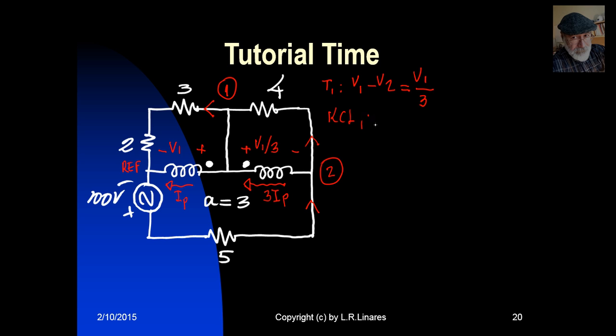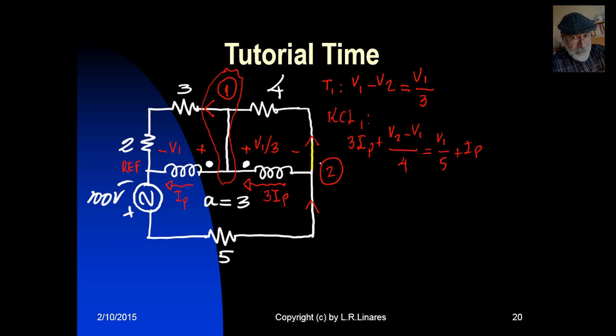KCL for node 1, for this one. Well, what currents do we have there? Observe this, all of this is our node 1, agree? So the currents going in are 3 times IP, and at the bottom, V2 minus V1 divided by 4. And that is equal to the currents leaving the node, which are V1 over 5, and at the bottom IP. Those are currents leaving node 1.